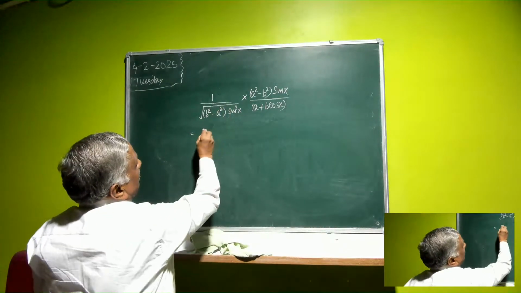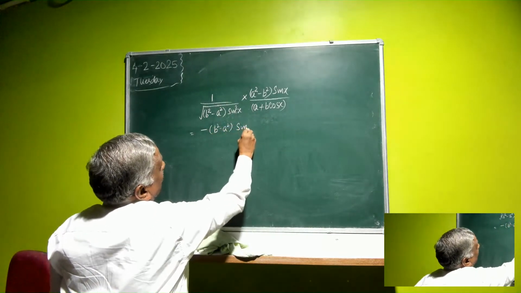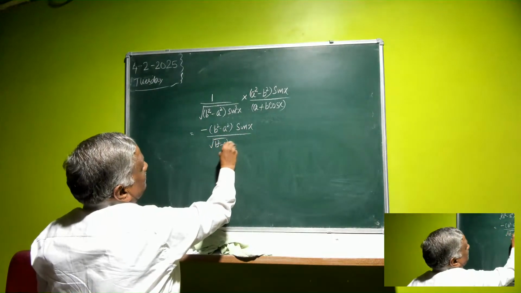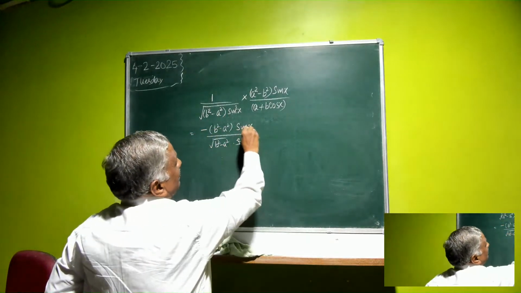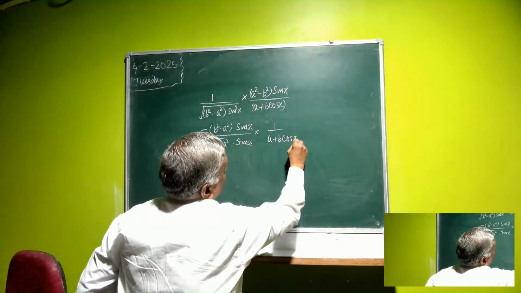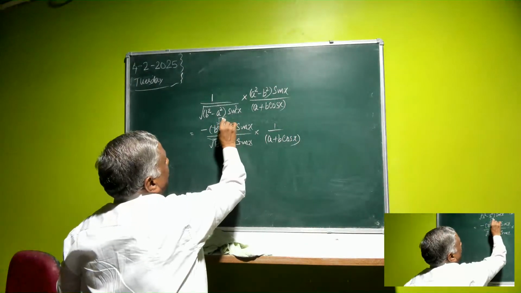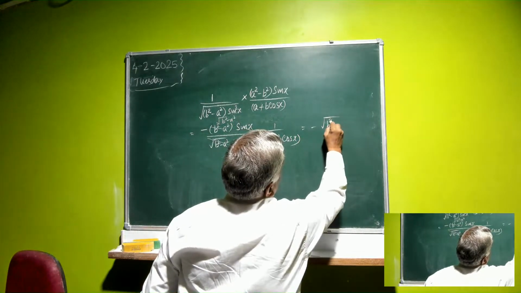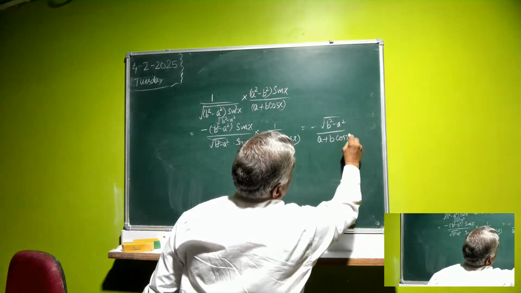Now what I do is, I will write this as minus of b square minus a square sin x, and take minus common. This is root of b square minus a square into sin x, because root of sin square is sin x. These two will cancel. You get 1 over a plus b cos x. But you can cancel this. You get root of b square minus a square. So, final answer is minus of root of b square minus a square over a plus b cos x.